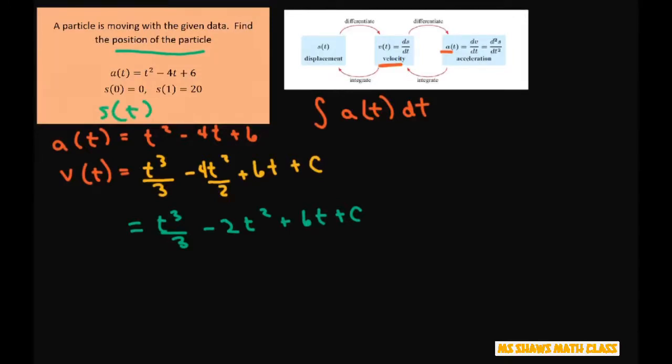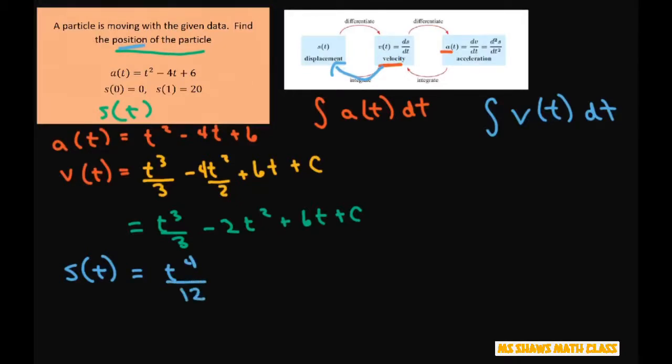Now the position of the particle is your s of t. So what I want to do is integrate this again. You're integrating v of t, going backwards this way to get your displacement, or the position. The position of the particle is the integral of v of t dt. So s of t is going to be t, you add 1, so that's t to the 4th, and you divide by 12, because you're multiplying the 3 by 4.